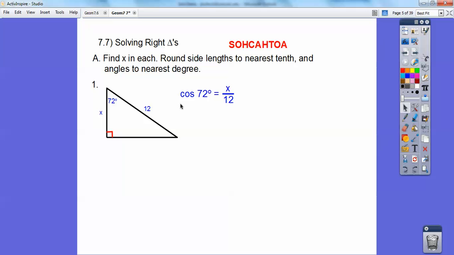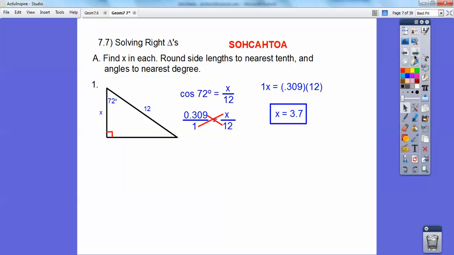So you punch in cosine 72 in your calculator, and you get 0.309, and then you put it over 1. And remember, you cross multiply. So you get 1x equals 0.309 times 12. It said round it to the nearest tenth, so x is 3.7. It should be easy, you guys.